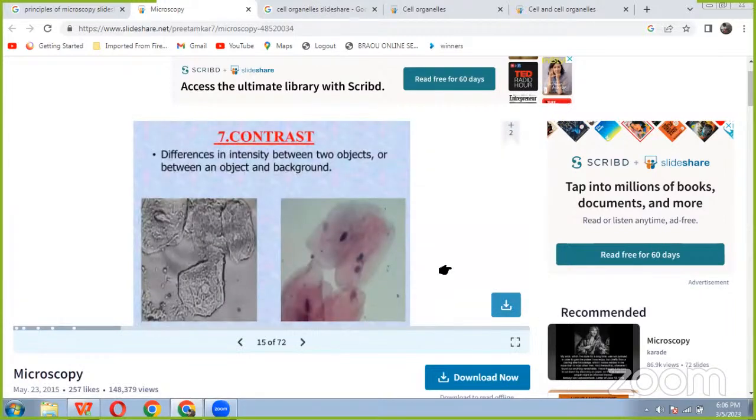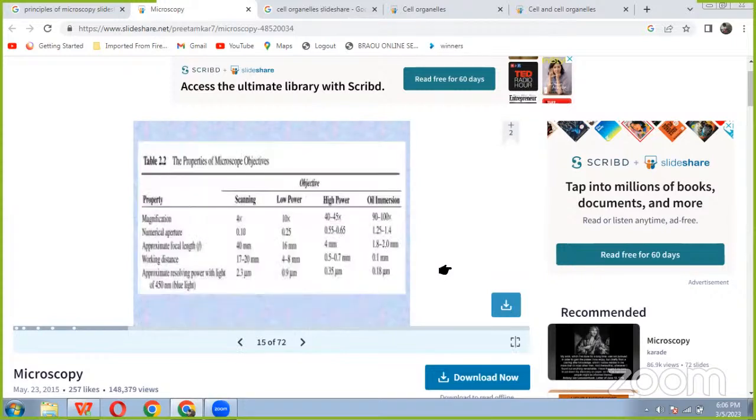So these are the contrast. Mainly, these are the difference in intensity between the two objects or between the object and the background.